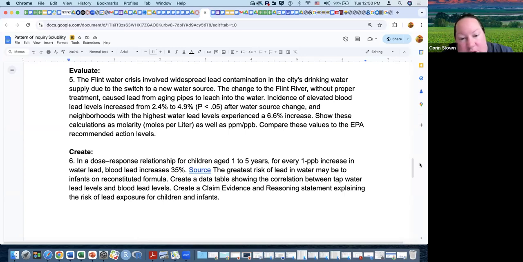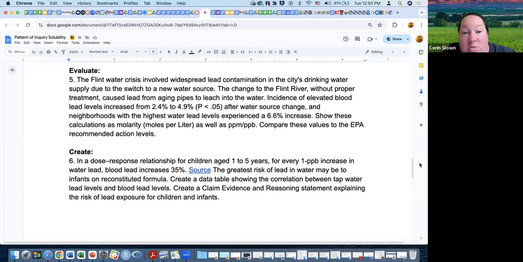So I'd like for you to create a data table showing the correlation between tap water lead levels and blood lead levels. You're going to have to use the data from 5. And then I want you to create a claim evidence reasoning statement. Why is there a greater risk of lead level exposure for children and infants?